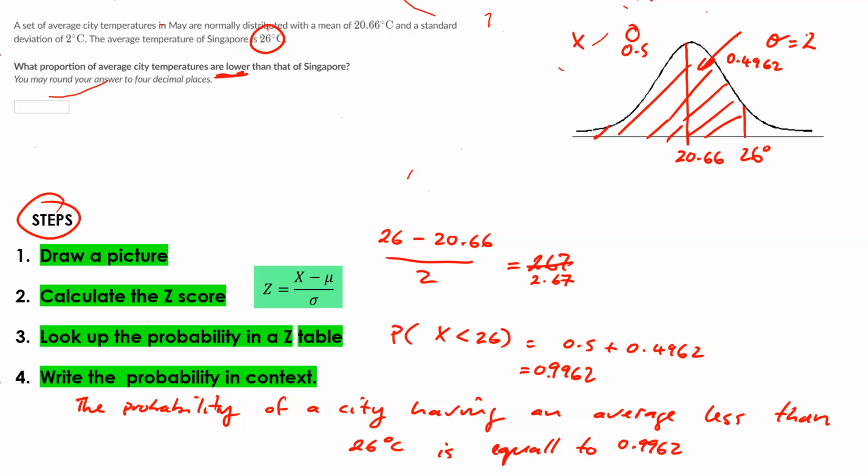This week's a lot more like last week, so more practice of last week. Hopefully by the end of the week you should be particularly comfortable. The key thing is to always think back to the steps: draw a picture, calculate the z-score, look up the probability, and then write your answer in context. If we follow those steps, we will be successful.